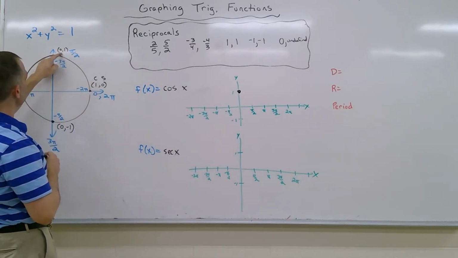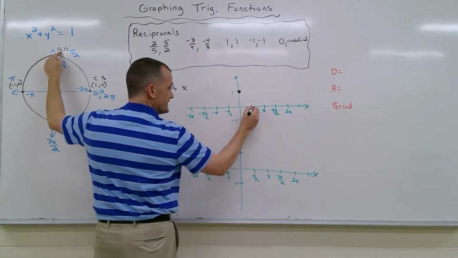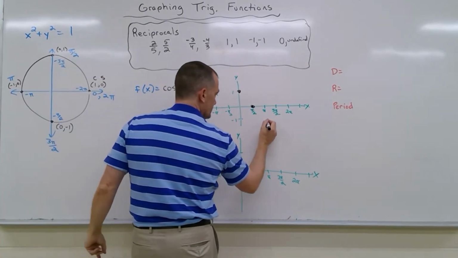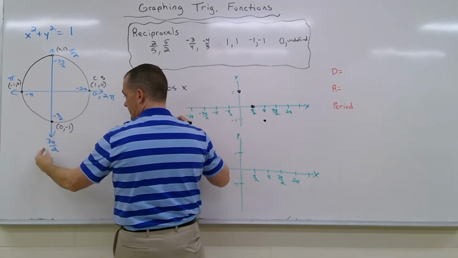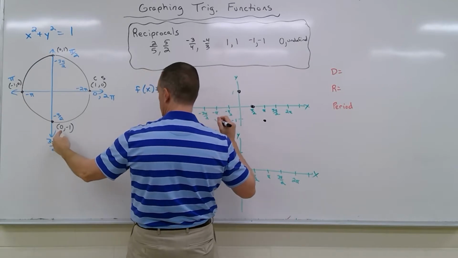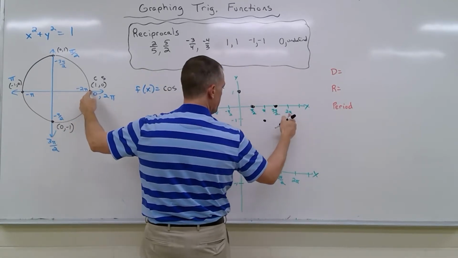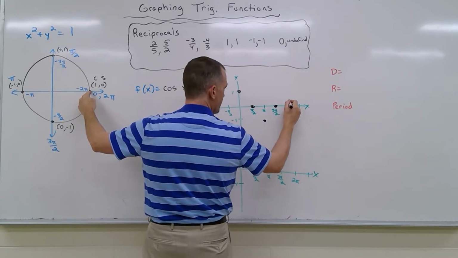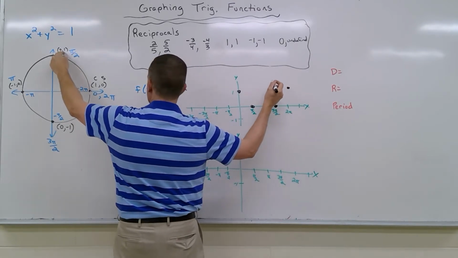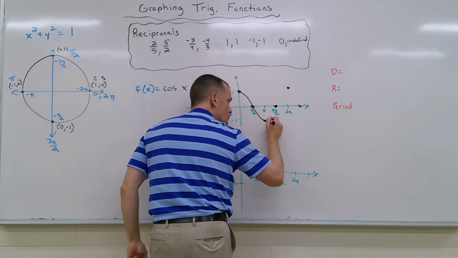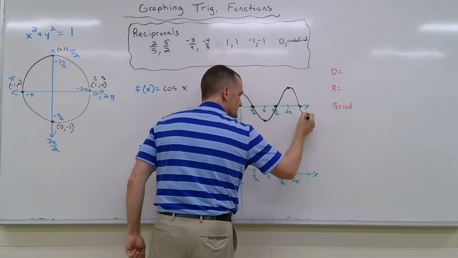At pi divided by 2 radians, the cosine is 0. And then we come around the unit circle. At pi radians, we are again back down to -1. Then right here, 3 pi divided by 2, we are at 0. Then back up here at 2 pi, we are at 1. And then if we go up again, we're back down to 0. So this graph is smooth and continuous.